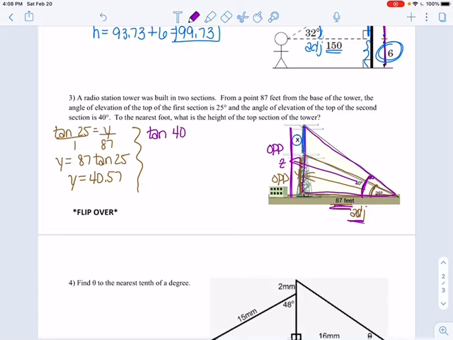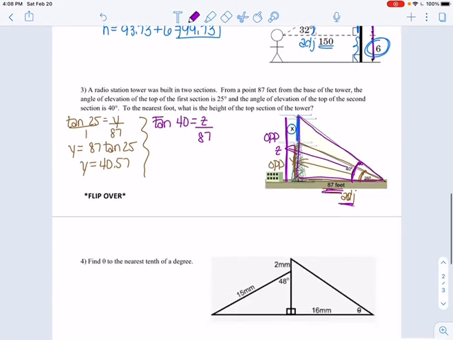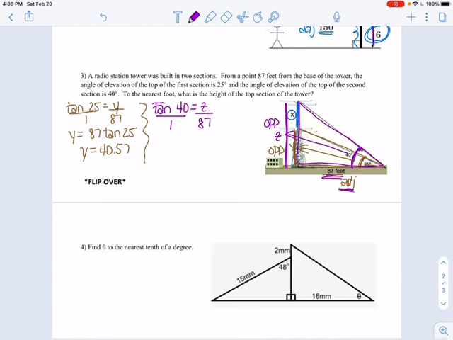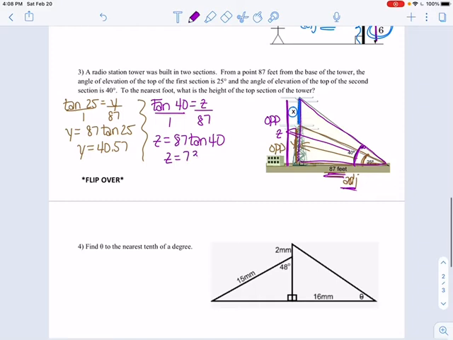This time we're going to have the tangent of 40 equals the side opposite, which is Z, over my side adjacent, which is 87. Sorry, cross multiply again. So I'm going to have Z equals 87 times my tangent of 40. When you chuck that into the calculator, you should get an answer of 73. Again, it wasn't asking me for Z or Y here. It's asking me for X.